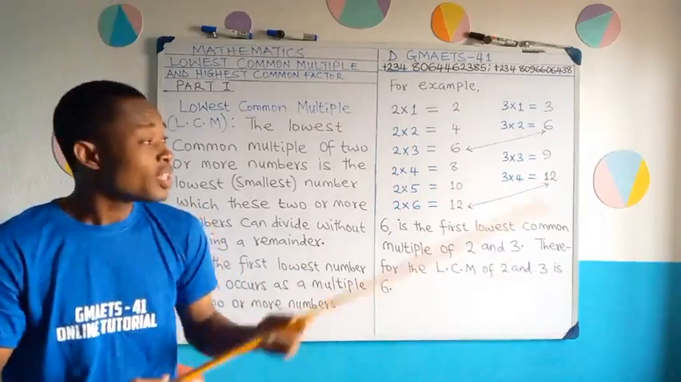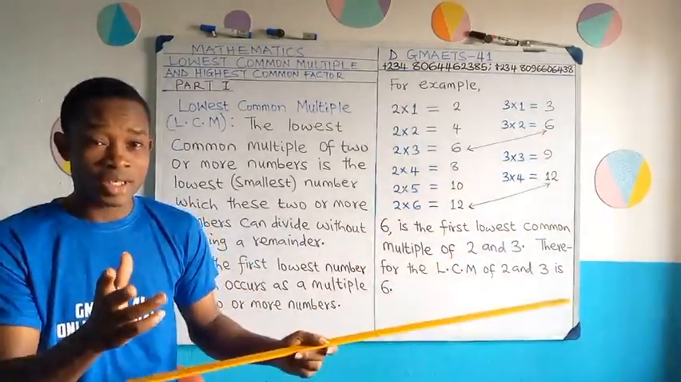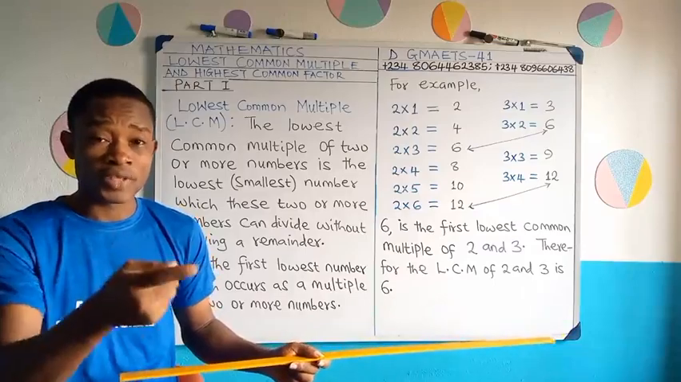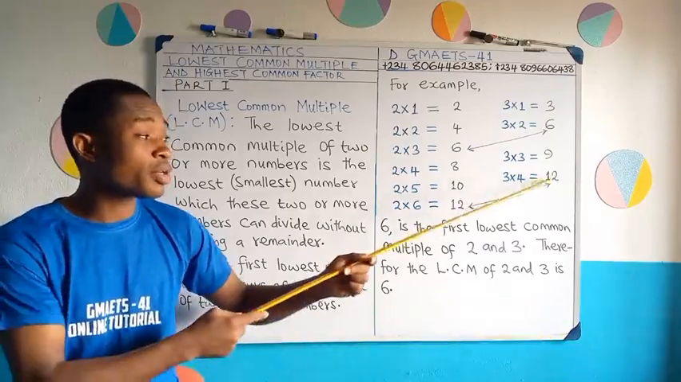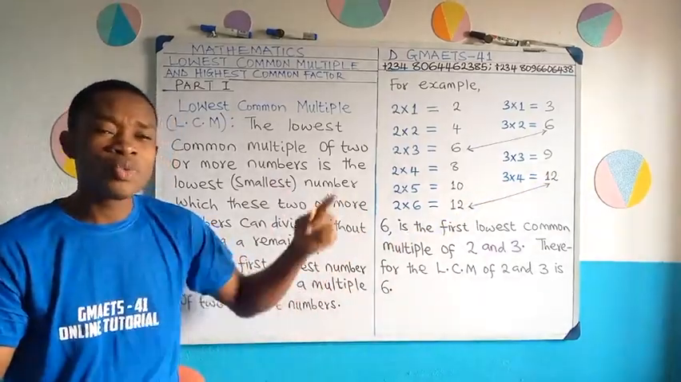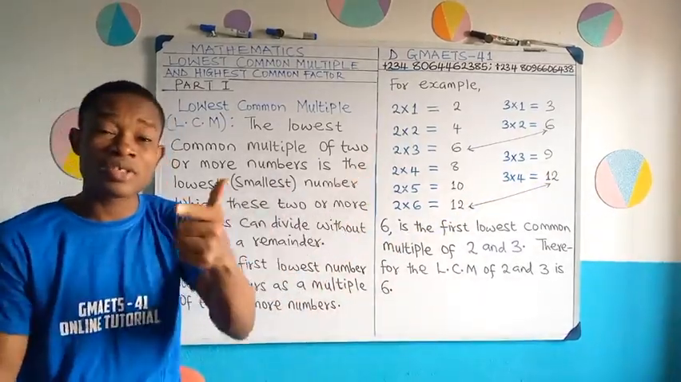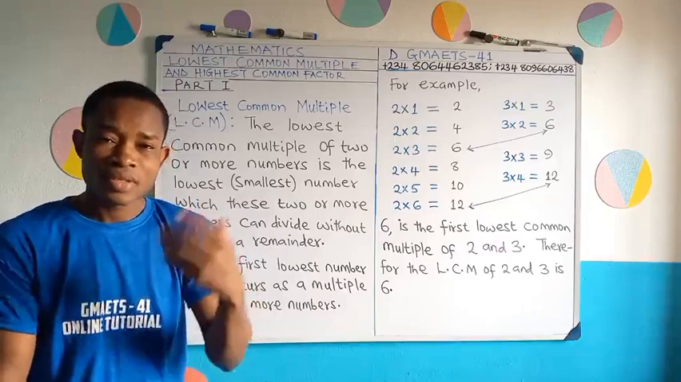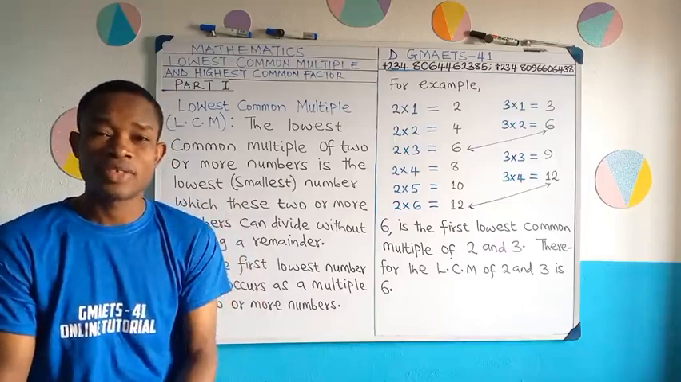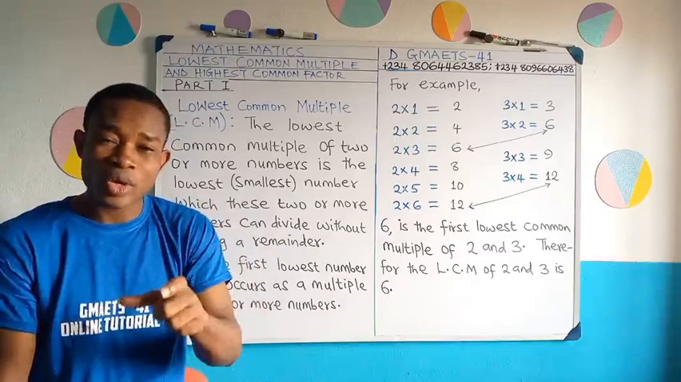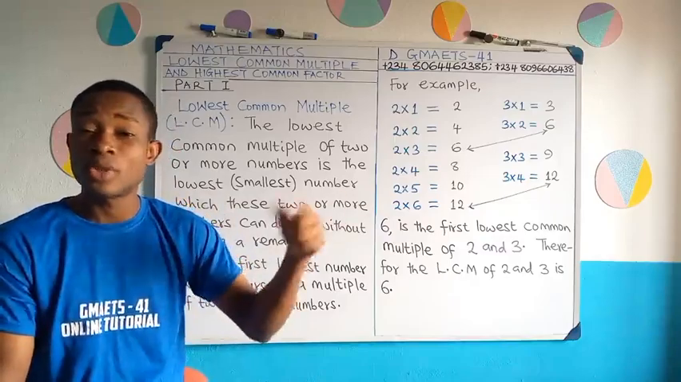But let me ask you, 6 is a common multiple in 2 and 3. 12 is also a common multiple in 2 and 3. But which one of the two, 6 and 12, is lowest? 6 is lower than 12. Therefore, 6 becomes the lowest common multiple of 2 and 3.